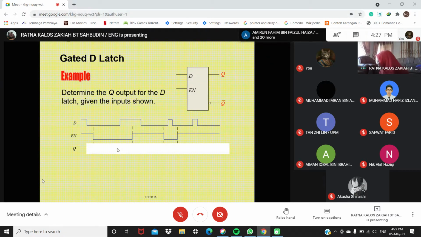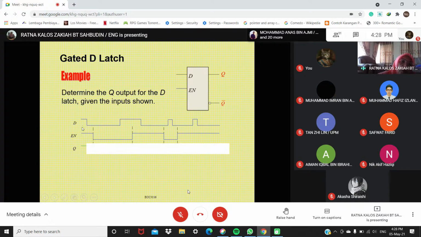Boleh tak draw the input, the output? Boleh Dr. Boleh lukis. Nick, dah siap dah Nick? Belum.